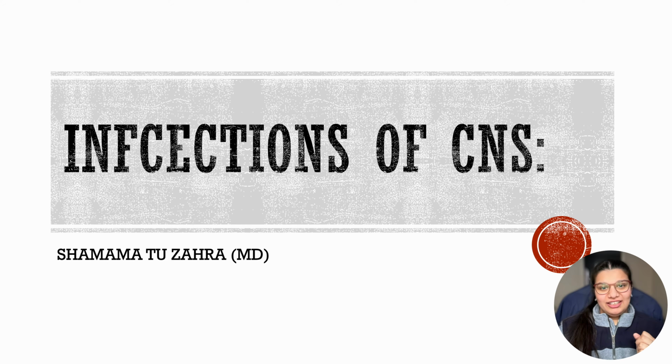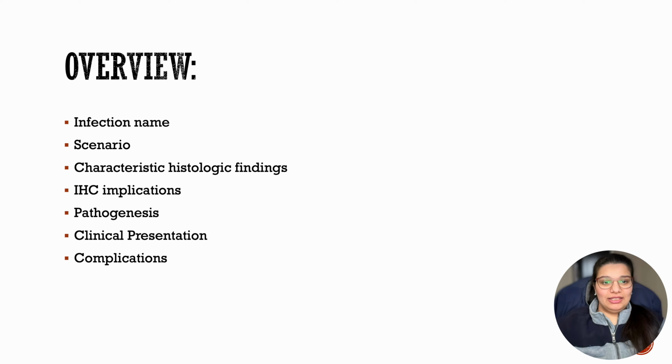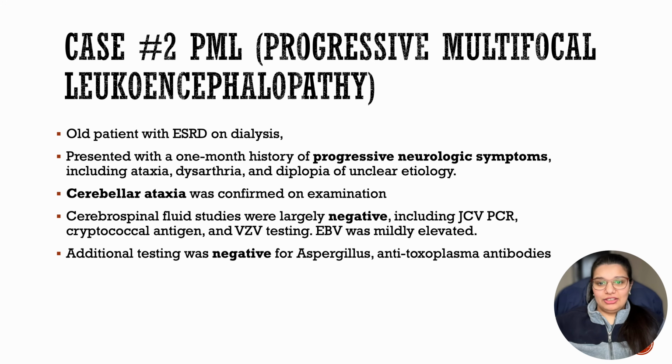So let's dive in. This was basically my presentation at University of Washington during my observership rotation there in the neuropathology department. This is gonna be our second video in the series of infections of the central nervous system, and the topic is progressive multifocal leukoencephalopathy. This is basically caused by the JC virus, so that is the virus of discussion today.